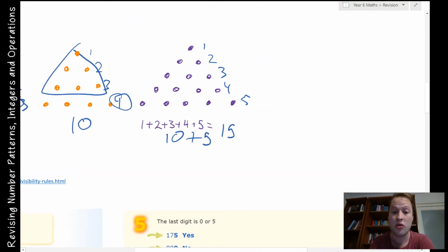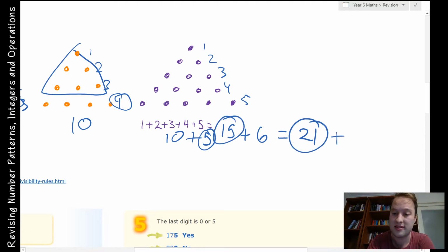I don't need to draw it, because I can just say 15 plus 6, because the last time I added 5. So 15 plus 6 is 21. And if I want to know the next triangular number, I'll go plus 7, because that's 1 more than 6, and that equals 28.